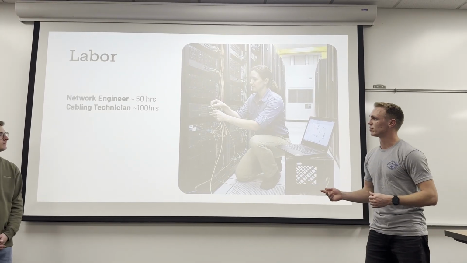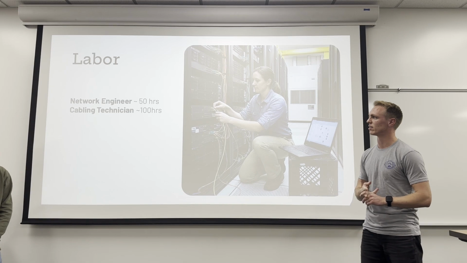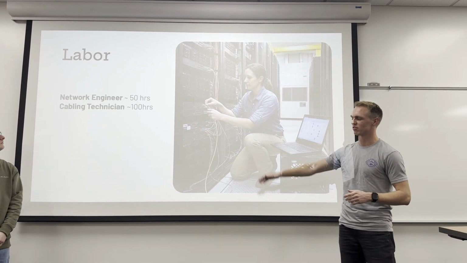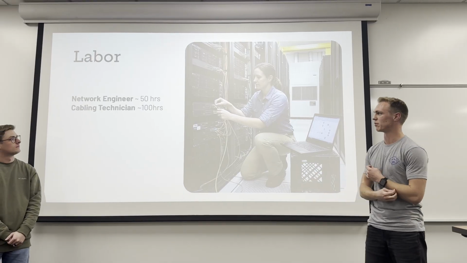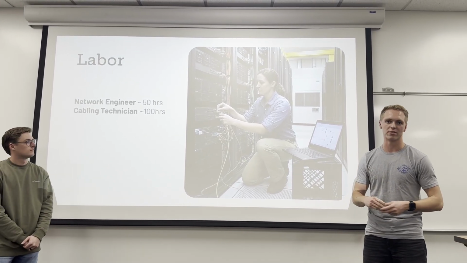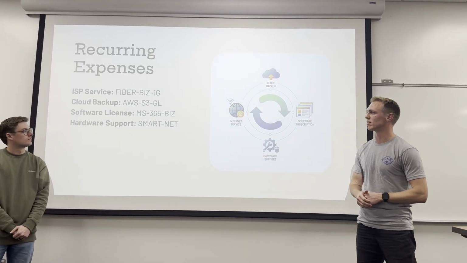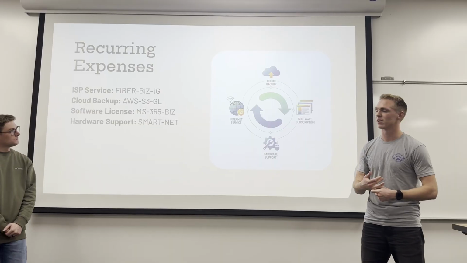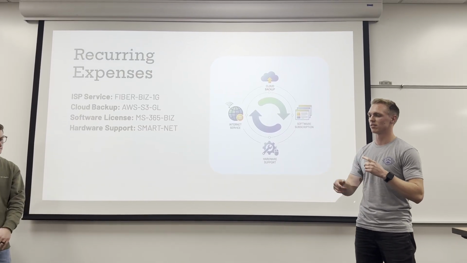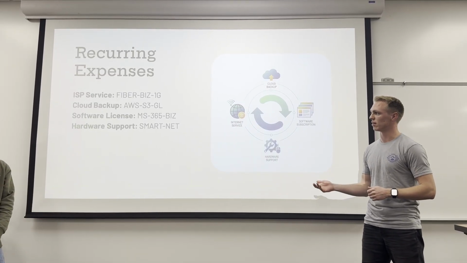As far as labor goes, the two main people that we would be needing help from is the network engineer and the cabling technician. And these are estimates for about how long I thought we would be needing their help for, just to get everything set up together well, since they're professionals at that. And finally, with reoccurring expenses, this is things like the cloud. I decided to go with AWS for that. But we just needed to make sure that all of the types of subscriptions and things that we would need there were all accounted for.